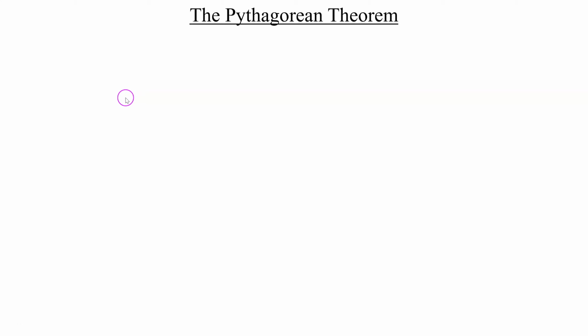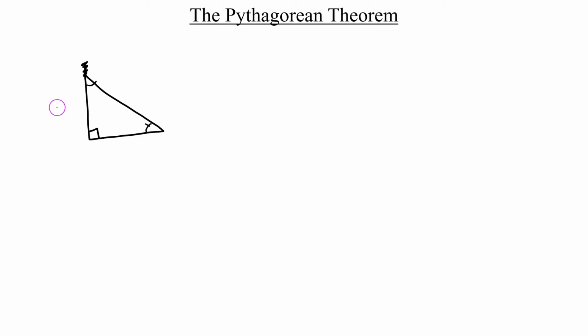In this video, we're going to talk about the Pythagorean theorem. The Pythagorean theorem has to do with right triangles. A right triangle is simply a triangle that has a right angle, or a 90-degree angle. So these two angles could be anything as long as they add up to 90 degrees, but you have to have one angle that is 90 degrees.